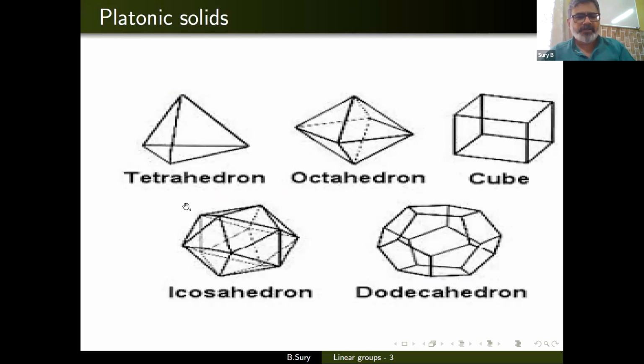These are the Platonic solids, as you know, a very bad picture. Tetrahedron, octahedron, cube, and icosahedron. These are the 5 Platonic solids. So, what are the symmetries of these solids?